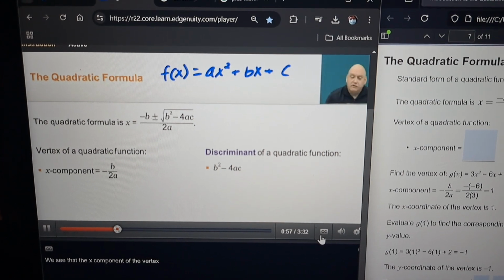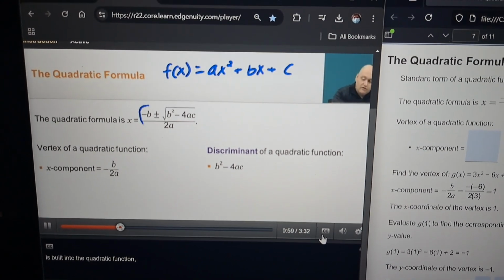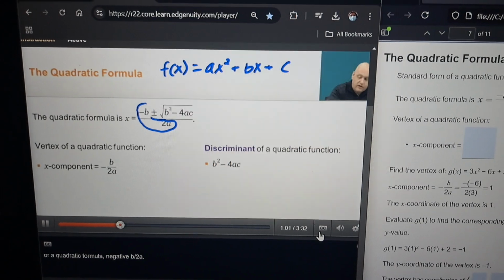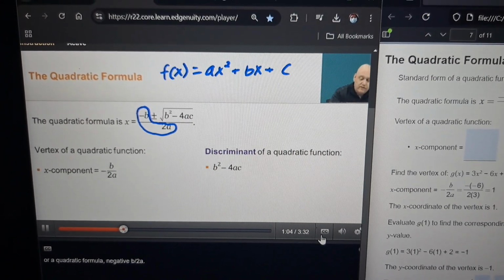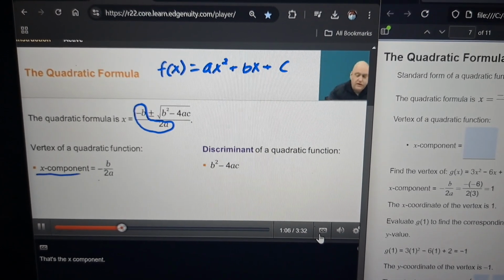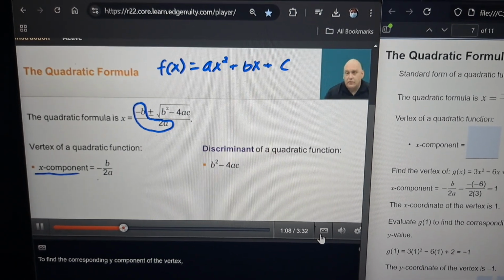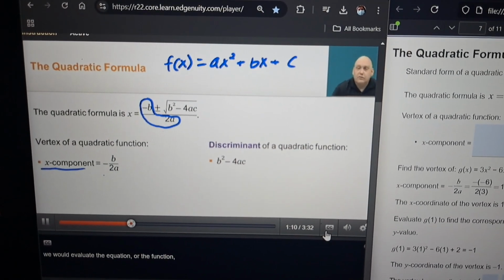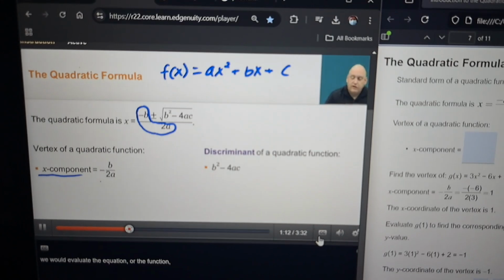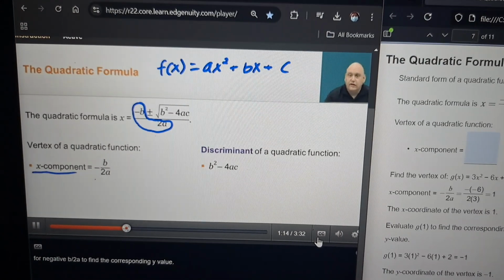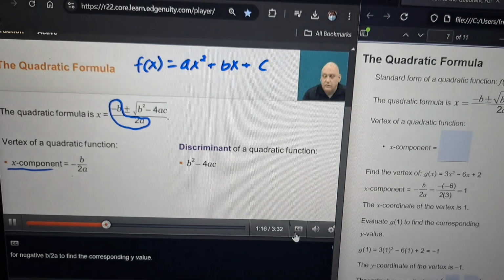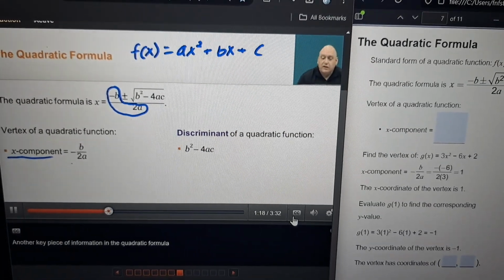We can see that the x component of this vertex is built into the quadratic formula: negative b divided by 2a. That's the x component. To find the corresponding y component of the vertex, we would evaluate the function for negative b divided by 2a to find the corresponding y value.